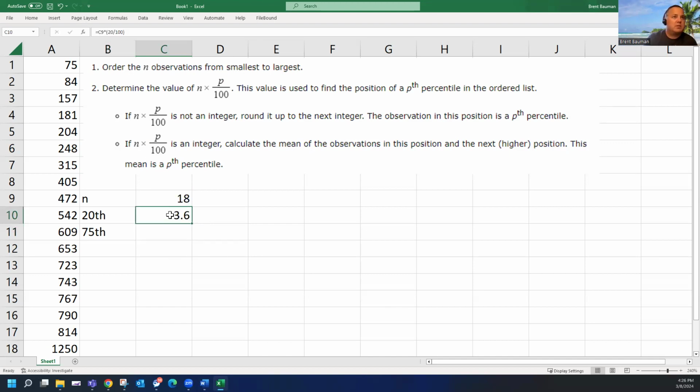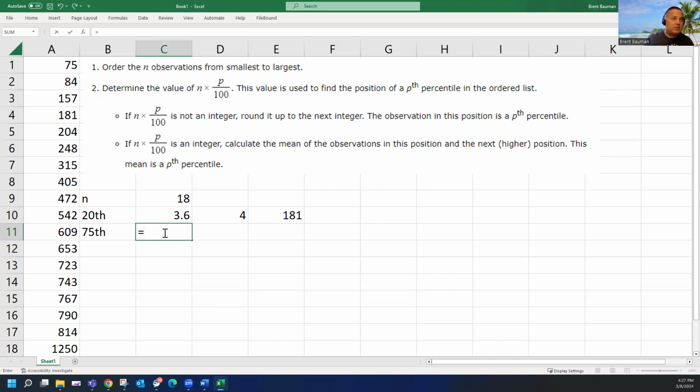And we get 3.6. So 3.6 is not an integer. If it was just 3, it would be an integer. If it's not an integer, then we round up to the next integer. So when I round this up, it's going to be up to 4. And then the observation in this position is our pth percentile, or our answer. So the 4th position: 1, 2, 3, 4. So our answer for this one is 181, our 20th percentile. Okay.